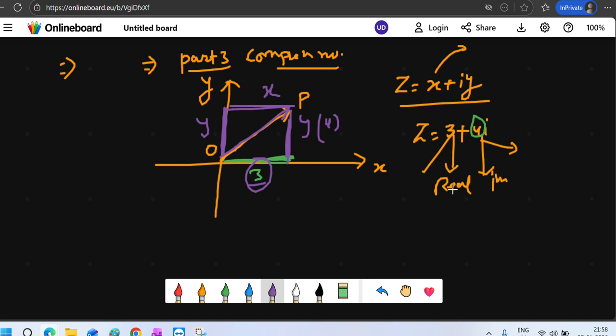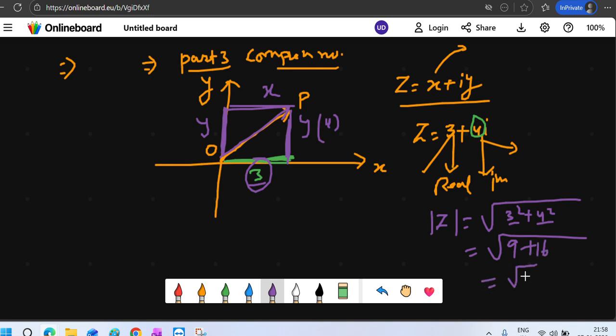If you find mod z of this value, how much is mod z? We already know how to find mod z: the square root of the real value squared plus the imaginary value squared. So that is 9 plus 16, which is 25, and the square root is 5. So your mod z will become 5. This is the modulus.